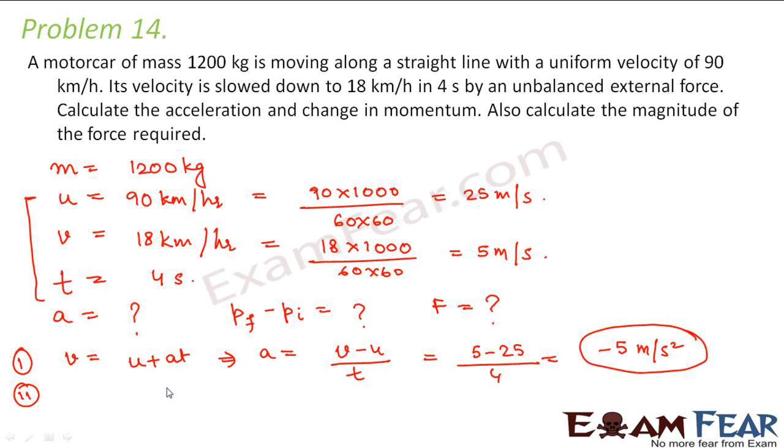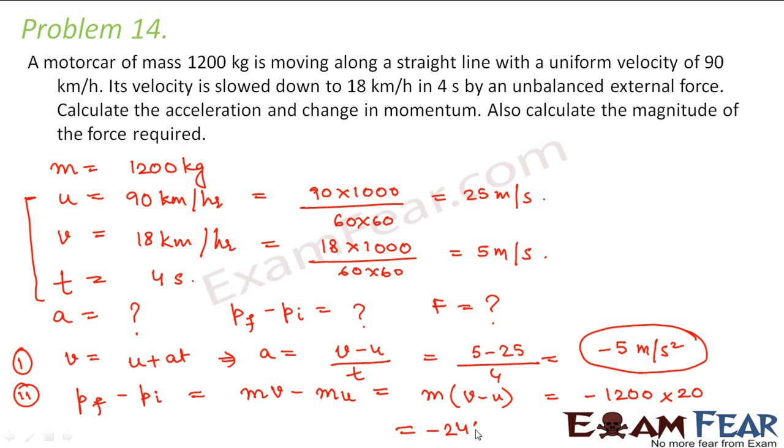In the second part, it is asking to calculate the change in momentum, that is final momentum minus initial momentum. So this will be equal to mass into velocity minus mass into initial velocity, which is equal to m into v minus u, that is equal to minus 1200 into 20, which is equal to minus 24000 kg meter per second. So this would be the change in momentum.